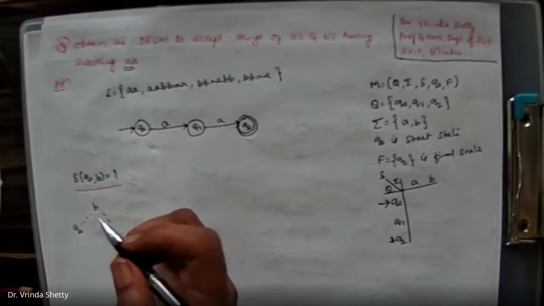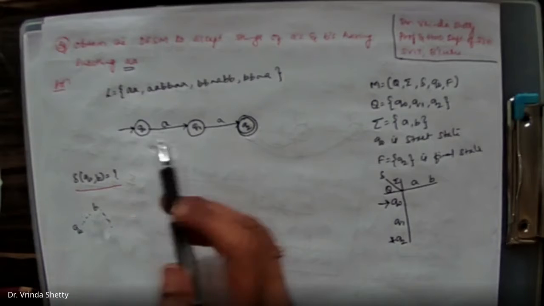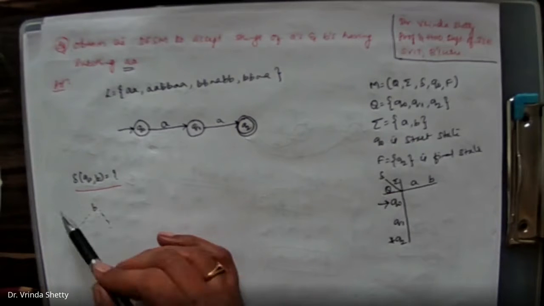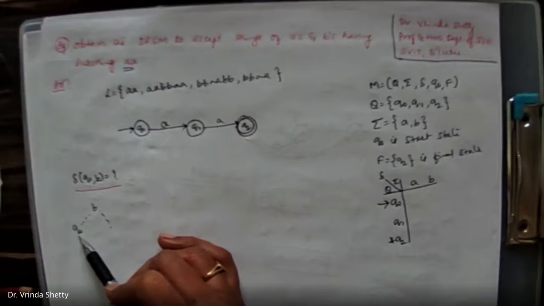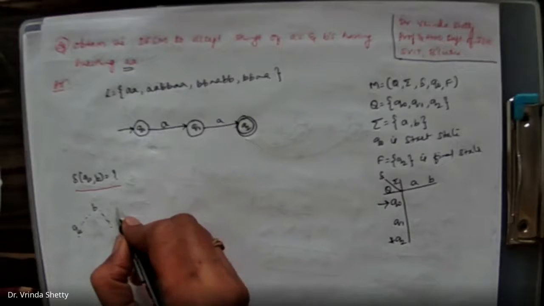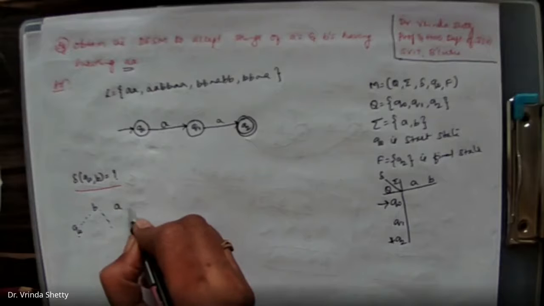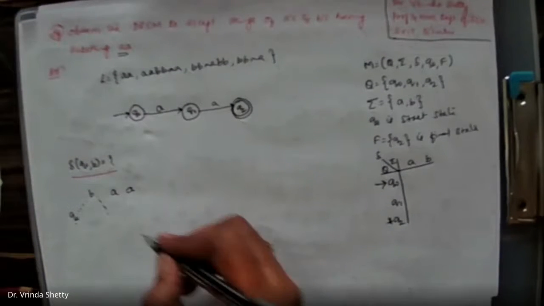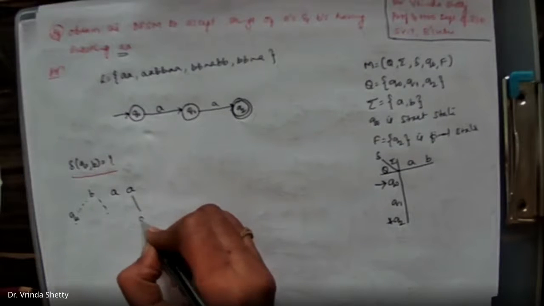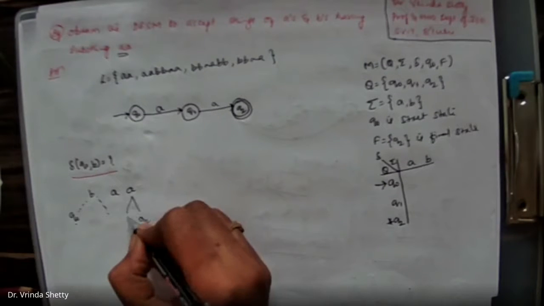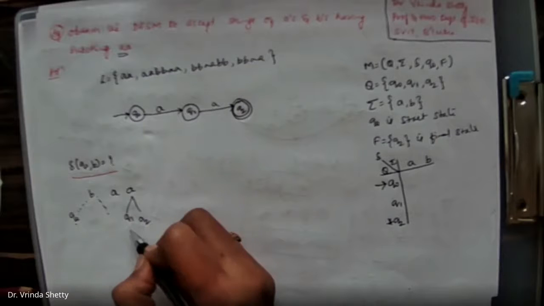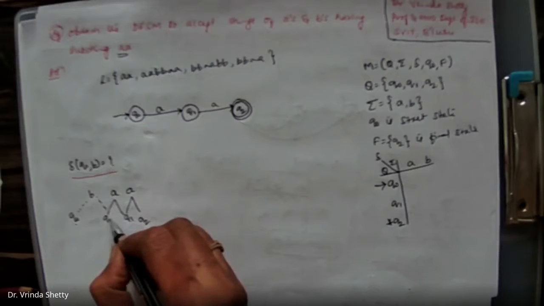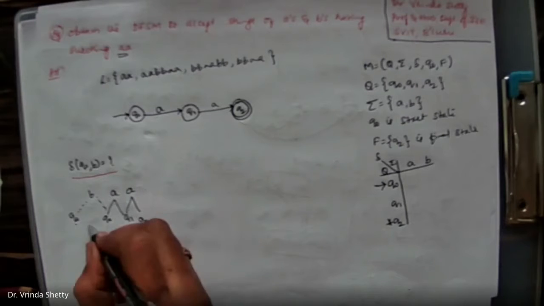What is the minimum string to accept? AA, but in this case the substring can be at the beginning, the center, or the end. We start from the start state itself, so at the end, the minimum string to make this accepting requires 2 A's. So let's go in reverse order. How did you reach Q2? Q1 on A, you reached Q2. How did you reach Q1? Q naught on A, you reached Q1.